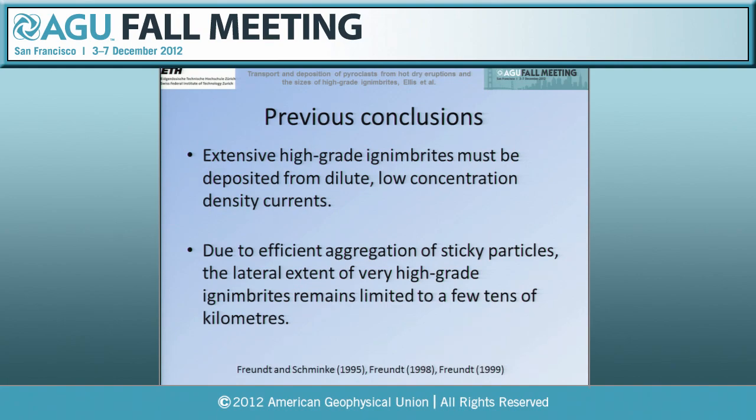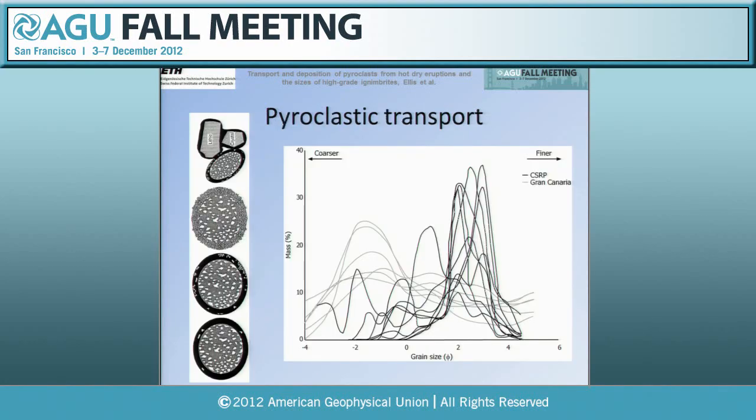And that plays into the second point here. If you stick all your particles together in your current efficiently, then you deposit them pretty quickly, and the extent of your deposit is going to be limited. Now, if we think back to the last slide where I showed that really voluminous ignimbrite, clearly the ignimbrites of the Snake River Plain don't seem to have a restricted area. So this made me wonder how this applies to the rhyolitic situation in Idaho.